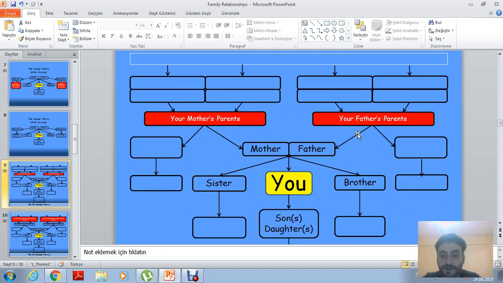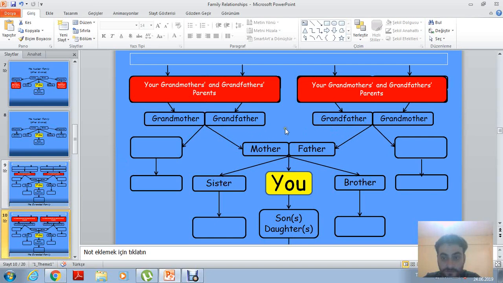So next, your parents might have parents. They are called your grandparents, or grandmother and grandfather. Your grandmother and grandfather might have parents. They are called great grandfather and great grandmother. In English, you can go on as many times as you want. So your great grandfather's father is great great grandfather. Your great great grandfather's father is your great great great grandfather.